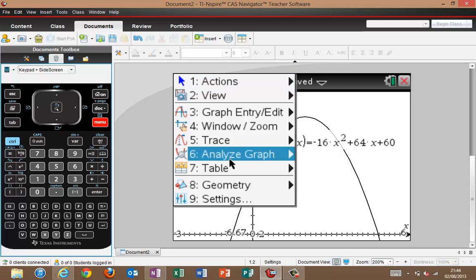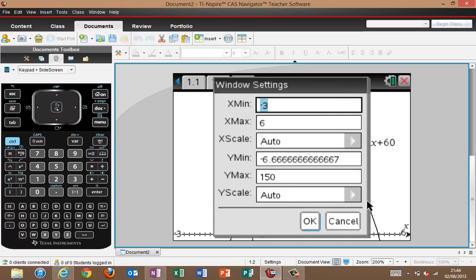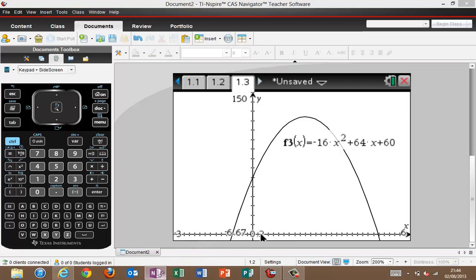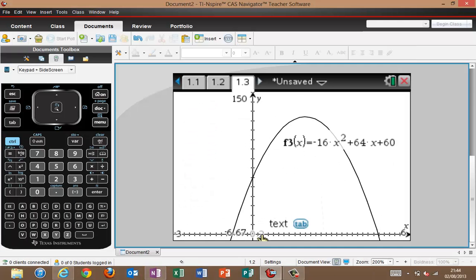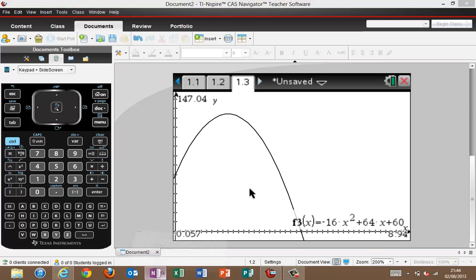I'm going to go to my window here so you guys can clearly see what my window was. Here's my window, x-min, x-max, y-min, and y-max. Really that's negative 6 2/3. You can change that to whatever you want. So there's my window. And I just want to do, let's see, it wants to say how high does the ball travel? Well, if I move this over here and I see, okay, so that's really what's going on.